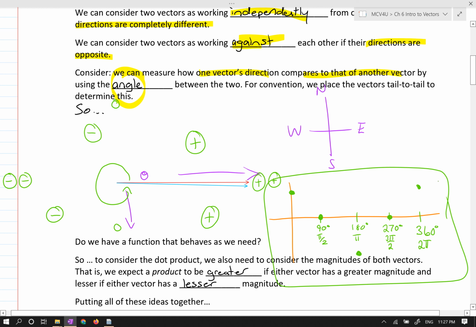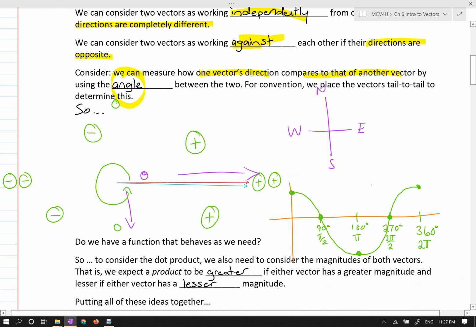So what kind of a shape, folks, did I draw right here? You may recognize it. I'm hoping you do. In general, we see some overlap with our cosine function.